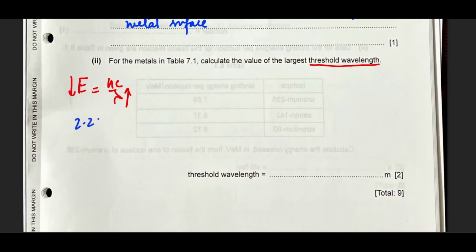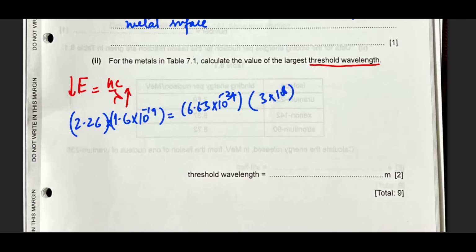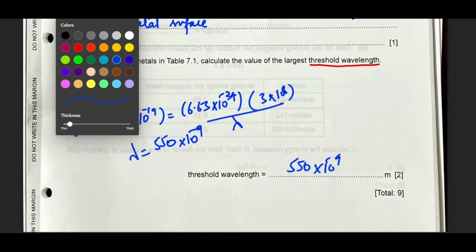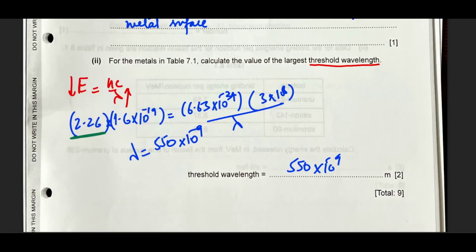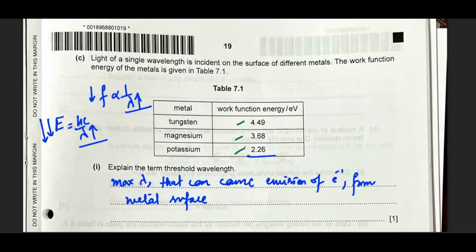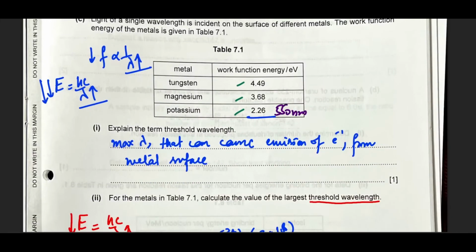So this goes something like this: 2.26 × 1.6 × 10^-19 equals 6.63 × 10^-34 times the speed of light, 3 × 10^8, divided by lambda. Lambda comes out as 550 × 10^-9. Now, if you do the same question by changing this value of 2.26 and replacing it with 4.49, 3.6 and so on, you will realize that the wavelengths come out something like this. This was 550 nanometers. This comes out as 338 nanometers. This one is 277 nanometers. So we can see that the largest wavelength was found for the smallest energy, right? So we've done the question correctly.